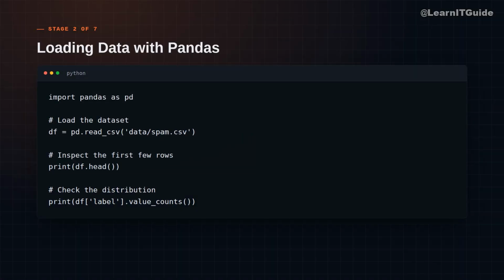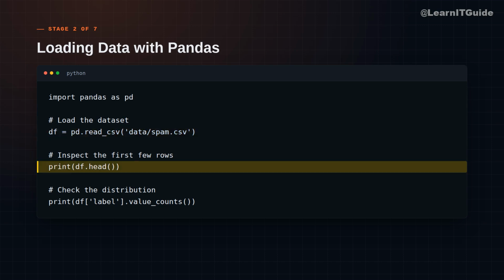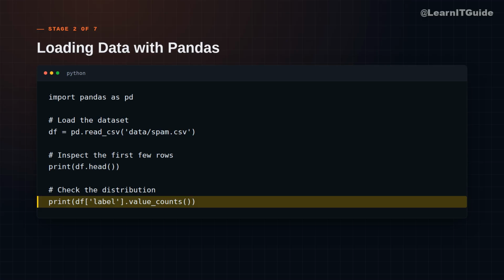In stage 2, we load our data using pandas. Pandas is a library that treats your CSV file like an Excel spreadsheet in memory. On line 4, we read the file. Line 7 shows you the first few rows, and line 10 tells you exactly how many spam versus ham messages exist in your set. This is crucial for checking if your data set is balanced.